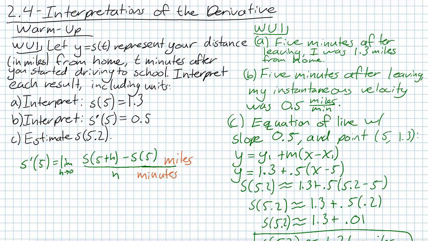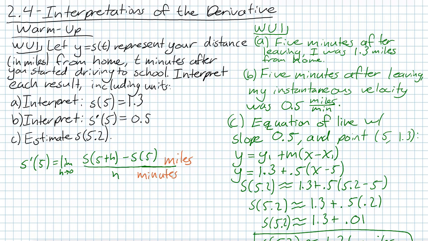Okay, now C is based on the assumption that 0.2 minutes is not very long. We're just going to assume that you're going at approximately the same speed. You keep going about 0.5 miles per minute over this little 0.2 minutes. That might not really be true, but if this is a pretty small interval, then that part of the function might be approximately linear. So you might be able to make a good guess.